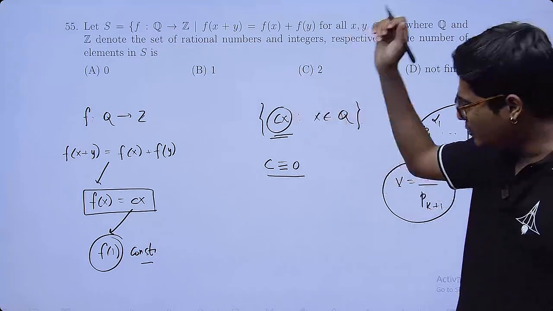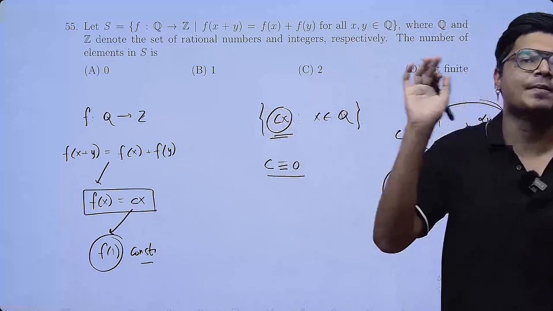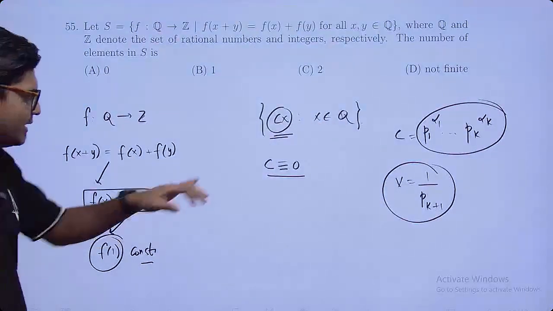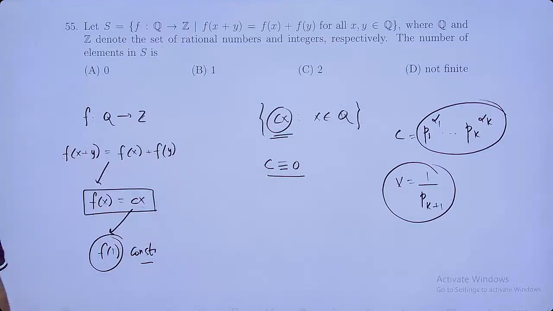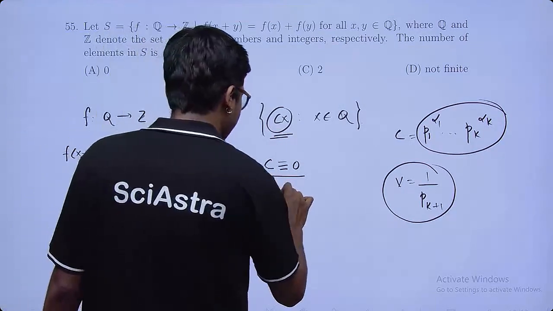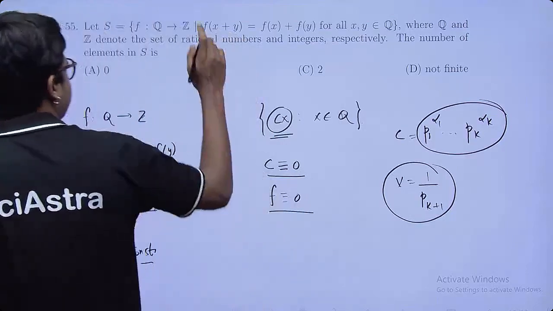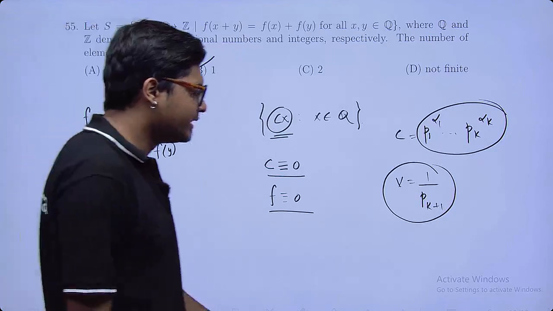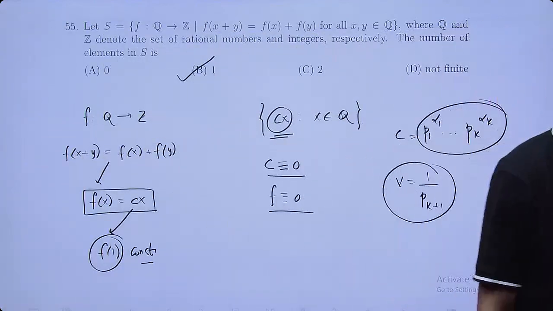So as long as you choose any finite c, I can always come up with some value of x such that cx is not an integer. Which means the only way this will be possible is if c is identically equal to 0, and if c is identically equal to 0, our function itself becomes identically equal to 0. So how many such functions are you getting? Just one. So answer B. Clear? Slightly conceptual if you think about it, but not very difficult.